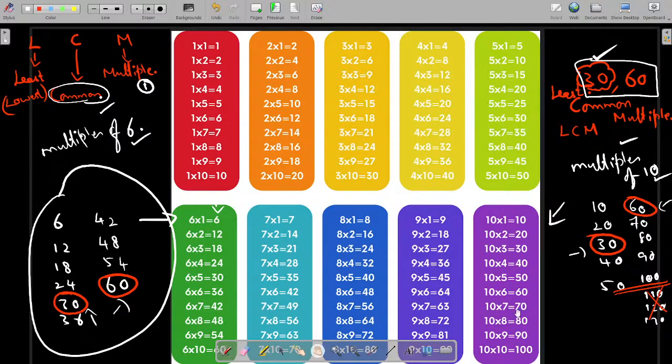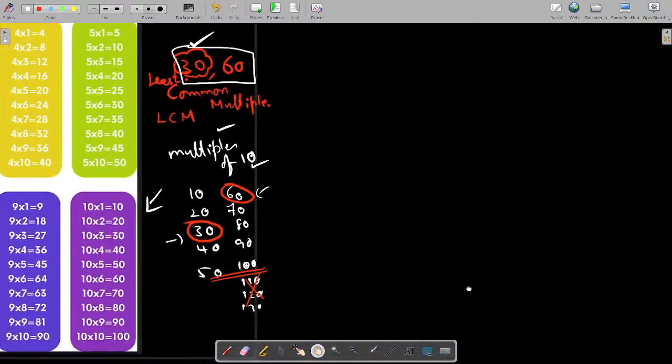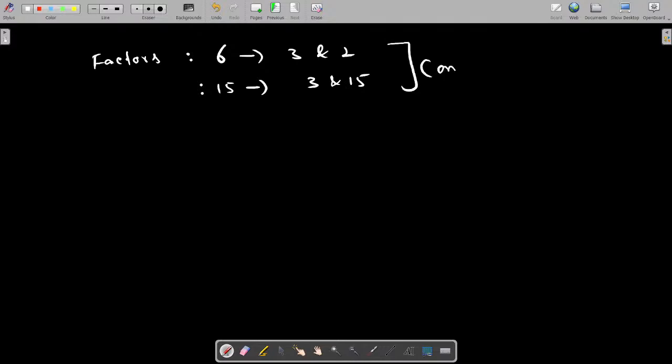On the other way, if I take factors of 6, what are the factors of 6? 3 and 2. Am I right? And I take factors of 15: 3 and 5. What are the common factors here? 3. Good.